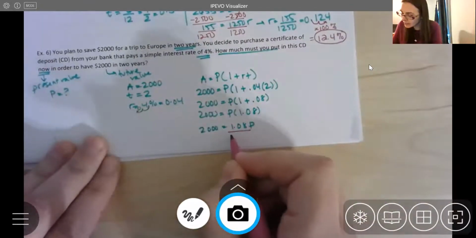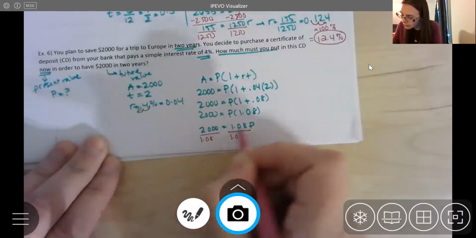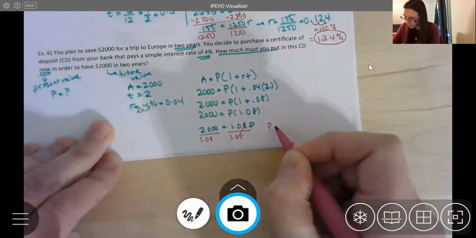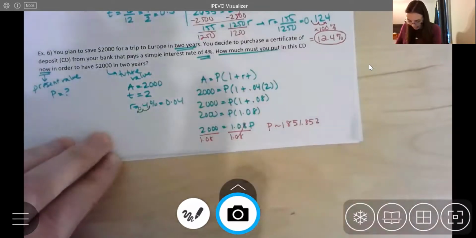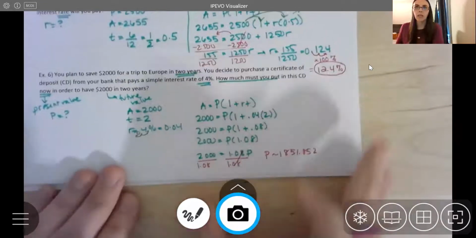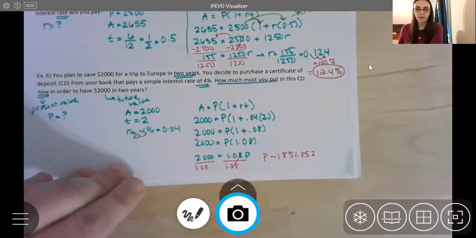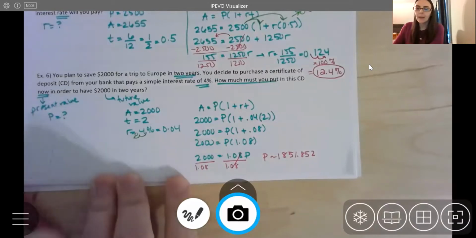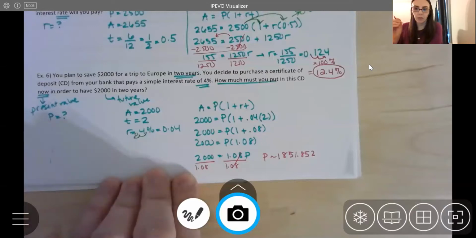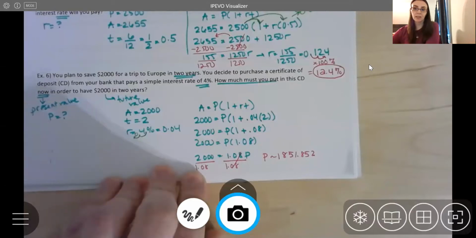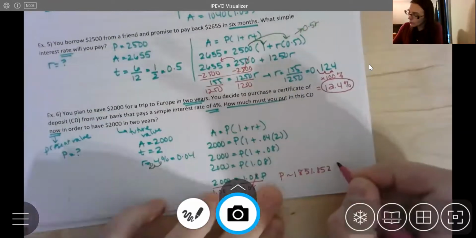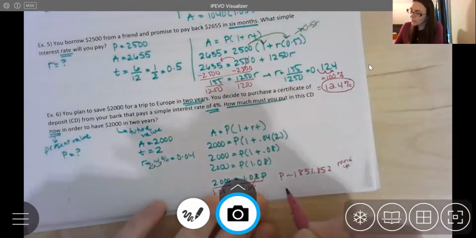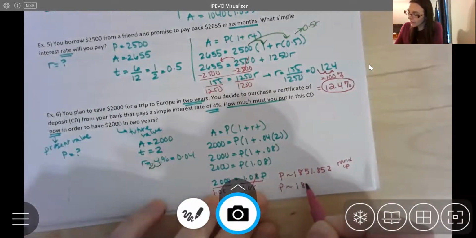So I need to divide both sides by 1.08. And what I'm going to get is that P is about 1851.852. Now, one thing you want to note here is that a lot of times when we're finding the present value, we round up automatically, because if I round down, or if I don't round high enough, then I'm actually not going to get the full 2,000, right? I would be short. So what you notice a lot of times with present value is that we often round up because we want to make sure we have the right final value here.